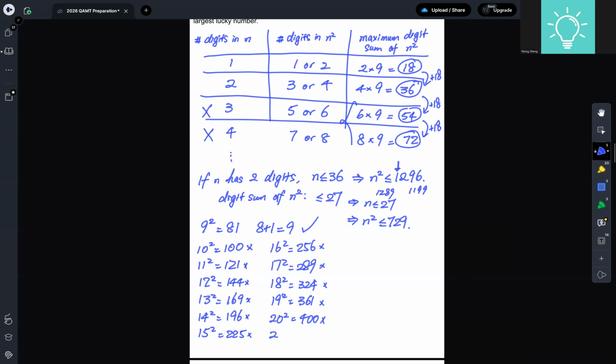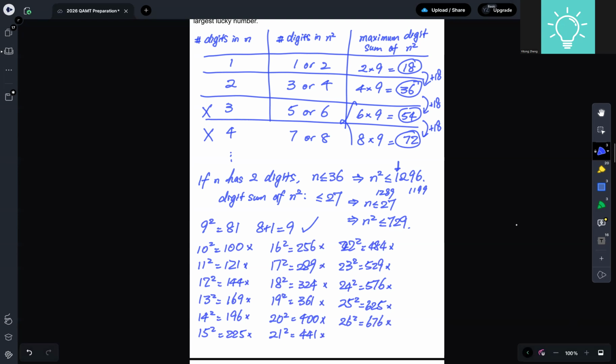20 squared is 400. 21 squared is 441, and I think we're never going to get anything big enough now. 22 squared is 484, that's 16. 23 squared is 529, that's not 23. 24 squared is 576, the sum is 18. 25 squared is 625, that's not 25. 26 squared is 676, the sum of these is 19.